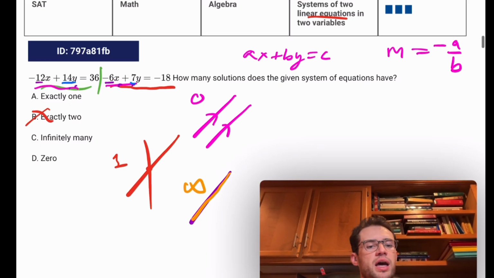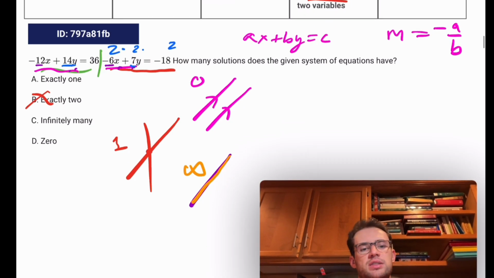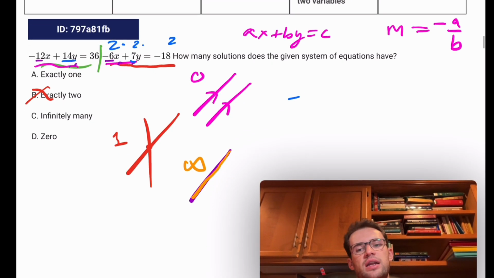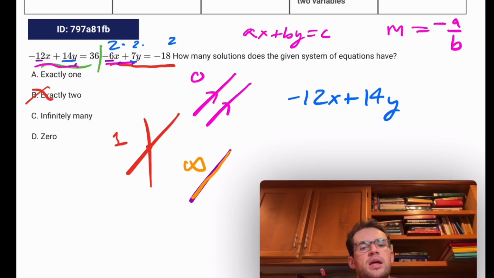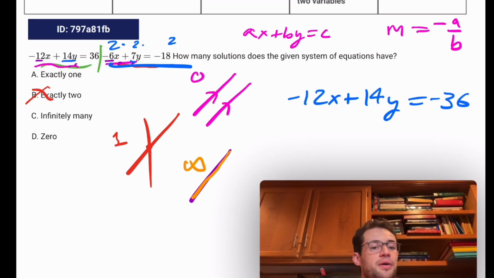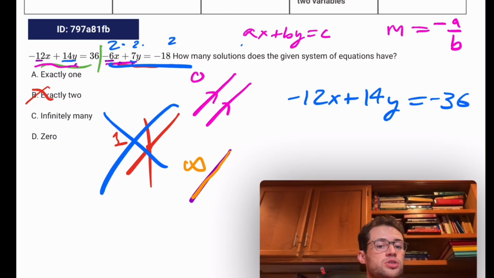So we can just multiply this whole equation by 2, right, the left side and the right side, and that gives us negative 6x times 2 is negative 12x, plus 7y times 2 is 14y, and negative 18 times 2 is negative 36. All right, so this is equivalent to this second equation. Now, again, like we said, if the a and b terms can be made to be the same, which they just were, without changing the value of the equation, that means that they have the same slope. All right, so we know it's not going to be one solution.